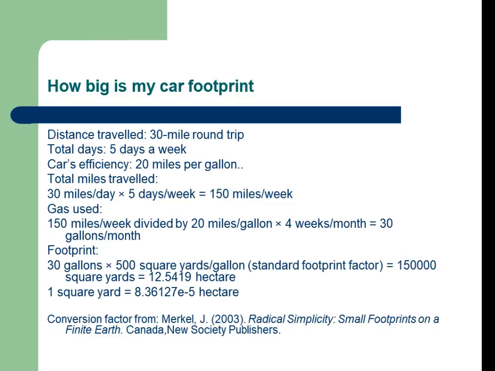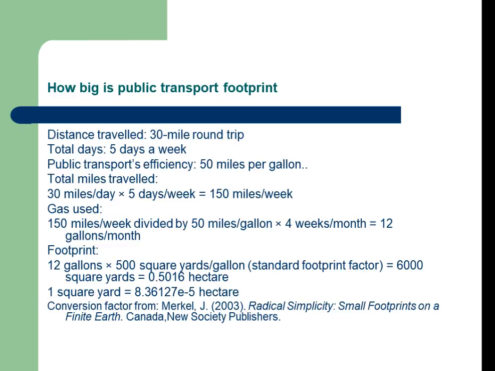distance traveled here, a 30-mile trip, 5 days a week. The difference is the car efficiency is 20 miles per gallon. 30 miles per day multiplied by 5 days, 150 miles. So we got the result of 12.5419 hectares at the end. The footprint is 12.5419 hectares by using the car. If we use the public transport, then we get half of the result.